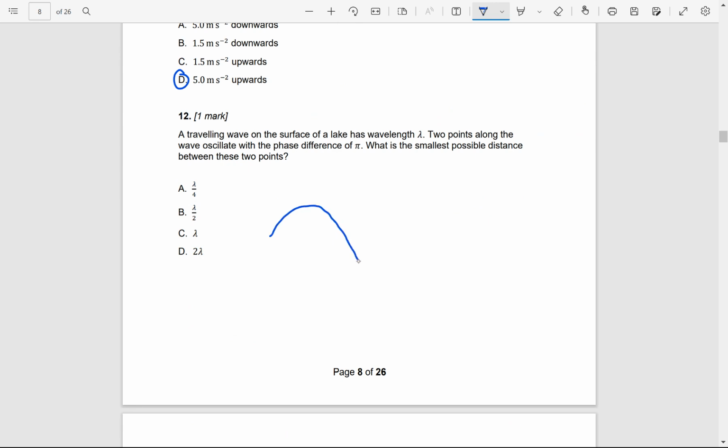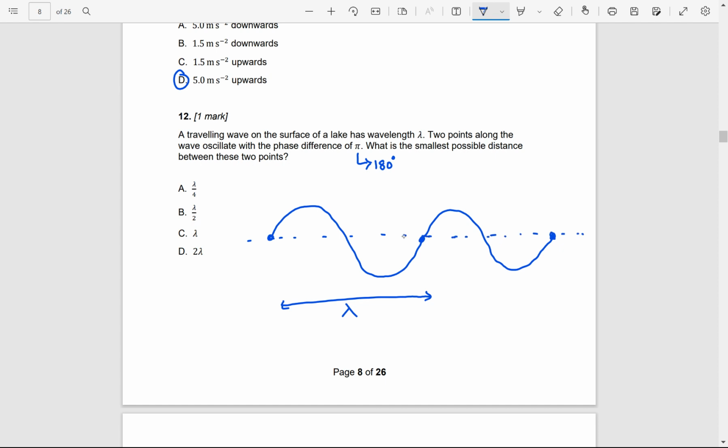Question 12 has a travelling wave on the surface of a lake. I'm just going to do a couple of wavelengths there. It has a wavelength of lambda. I'm just going to highlight those to make them nice and clear. Two points along the wave oscillate with a phase difference of pi, in other words 180 degrees. That's pi radians, 180 degrees. What is the smallest possible distance between these points?